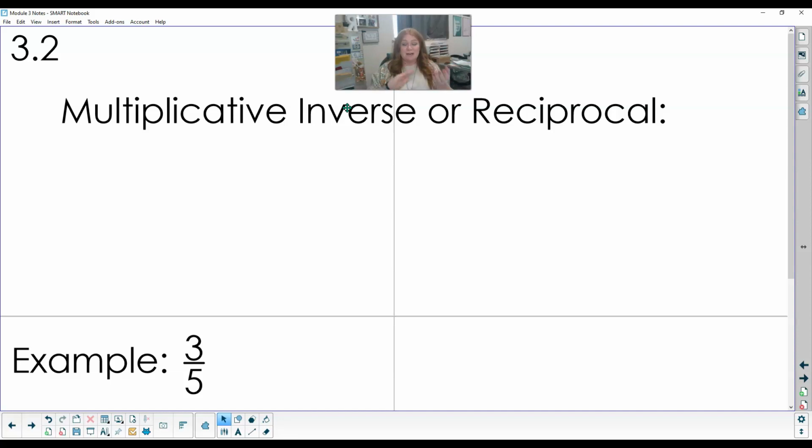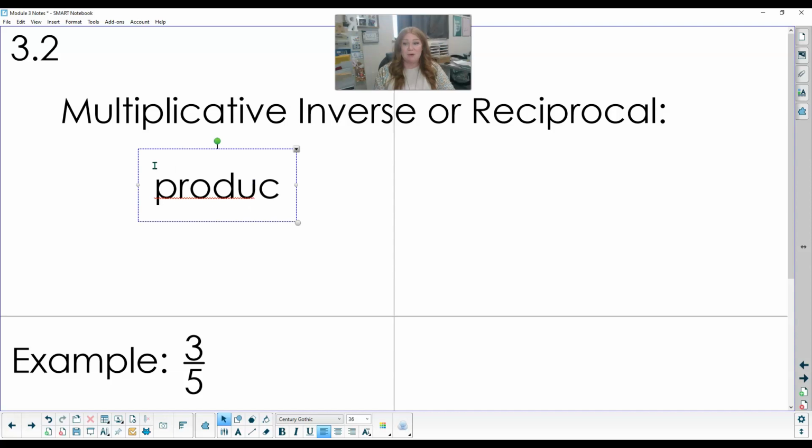The opposite, right, of add is to subtract. The opposite of multiply is divide. So we're using the opposite of that. And then a reciprocal is just the same thing. We want to use the opposite of it. So the purpose of using a multiplicative inverse or a reciprocal is to have numbers that are related together whose product, and product means to multiply, equals 1.